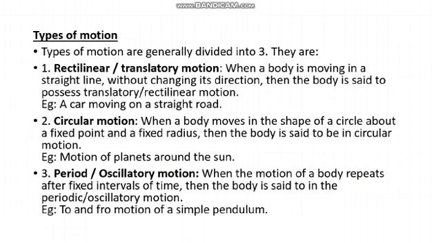Circular motion. The motion possessed by a body when it moves along a circular path is called circular motion. Example, motion of planets around the sun, or motion of a child in a merry-go-round in a circle, or motion of the earth around the sun in a circular orbit. Periodic or oscillatory motion. When the motion of a body repeats after fixed intervals of time, then the body is said to be in periodic or oscillatory motion. That is the to and fro motion of a simple pendulum.